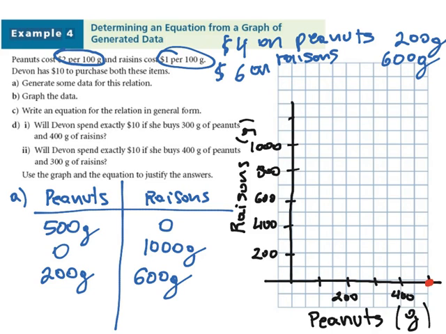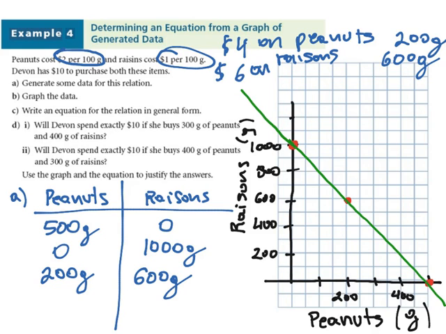And here is the point. So we have peanuts on the x-axis and the raisins on the y-axis. 0 and 1,000, so 0 peanuts and 1,000 grams of raisins. Here's your point. And then we also have 200 grams of peanuts and 600 grams of raisins. We have 3 points. We're going to use a line to connect these 3 points.